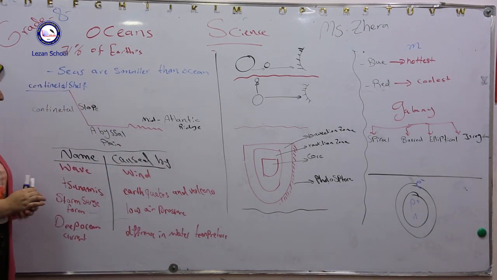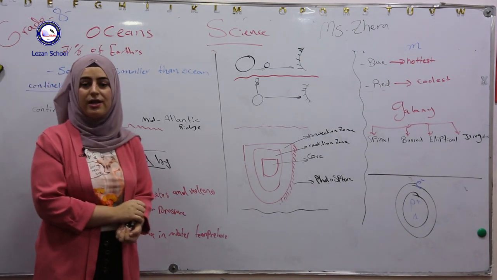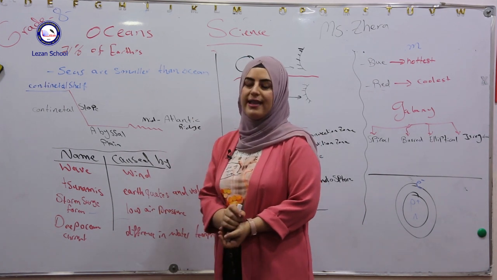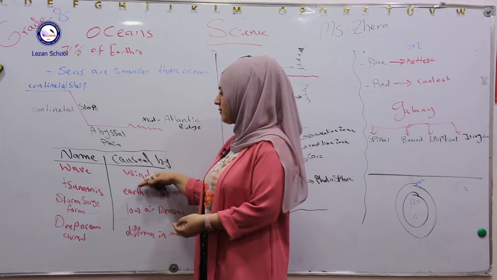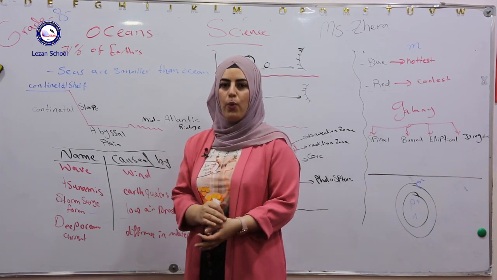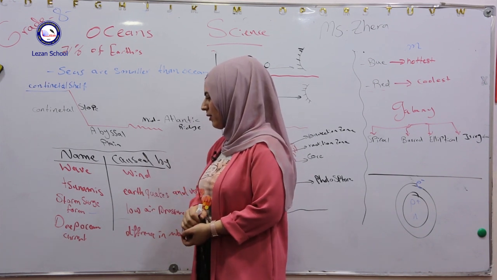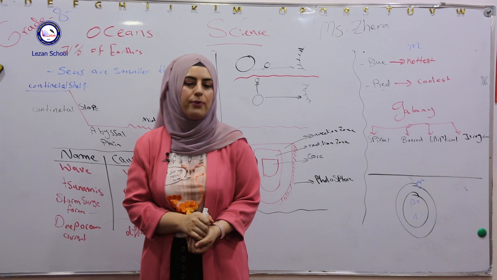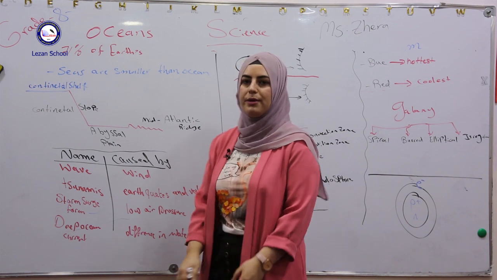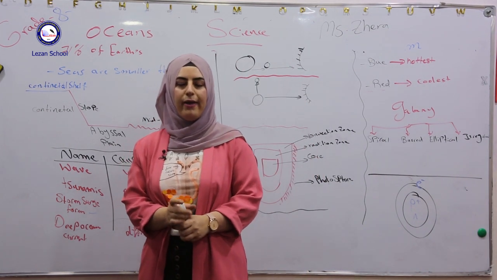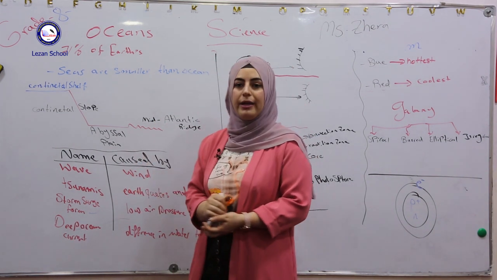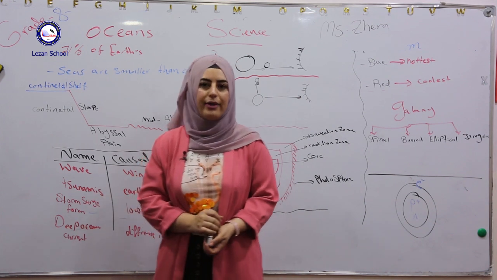After that, we are going to talk about what is happening inside the oceans and what causes it. First, we will talk about the wave. A wave is the up or down movement of the surface of the water caused by wind. Tsunamis are caused by earthquakes and volcanoes. Storm surge is caused by low air pressure, and deep ocean currents are caused by differences in water temperature. Each thing has its own cause, like the wave, the up and down movement of the surface of the water, caused by the wind.